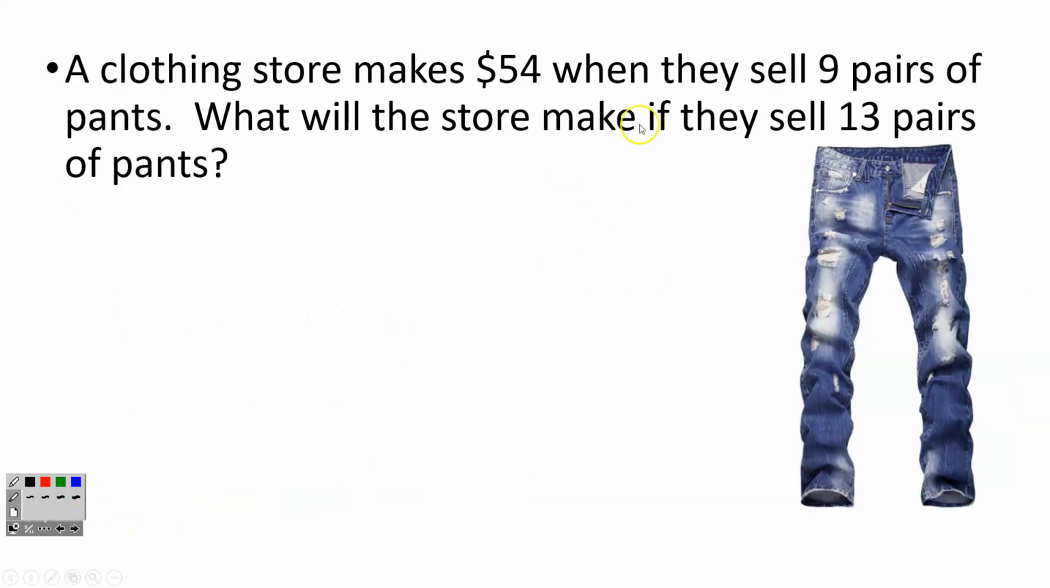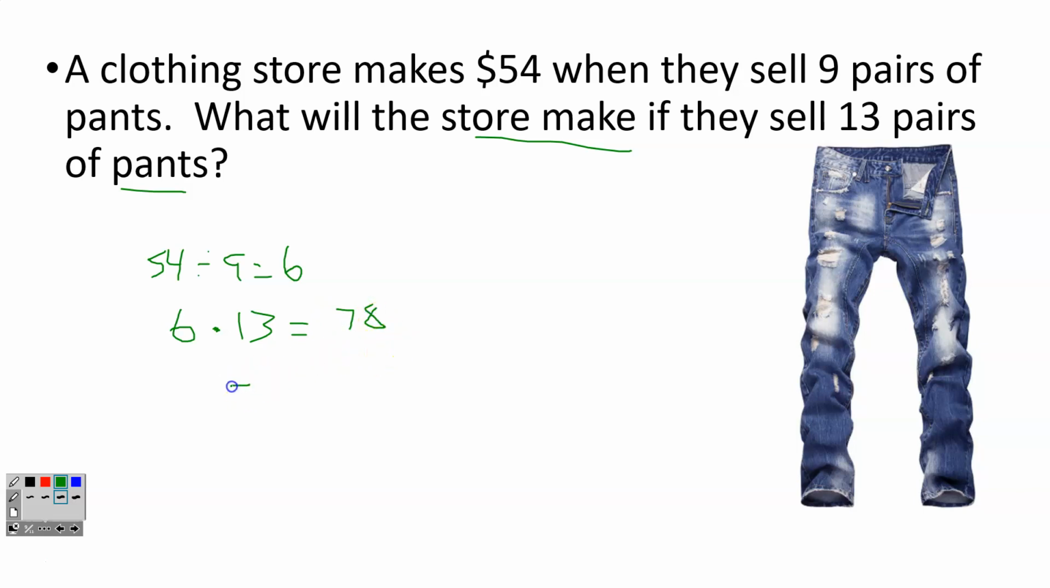A clothing store makes $54 when they sell 9 pairs of pants. What will the store make if they sell 13? Well, if I find a unit rate, I'm looking for how much will the store make, so that's money, before pants. So it would be 54 divided by 9, which gives me an answer of 6. So $6 per pair. And then I want to multiply that $6 by the number of items, which is 13. And that is going to give me an answer, 6 times 13, of 78. So if they sell 13 pairs of pants, they'll make $78.